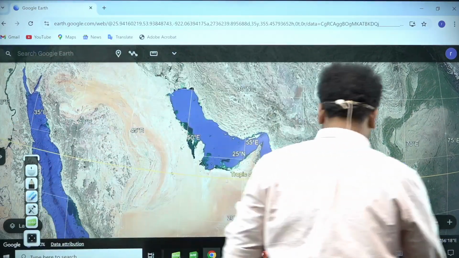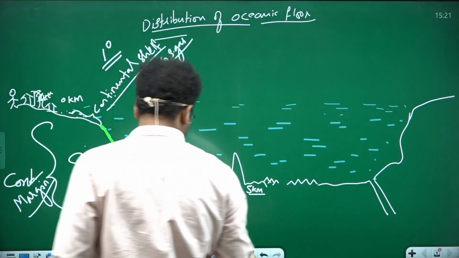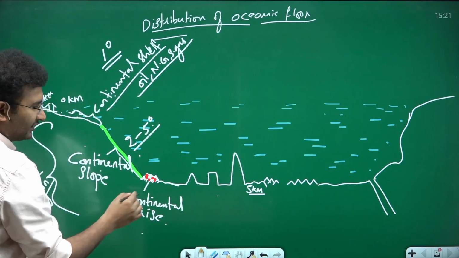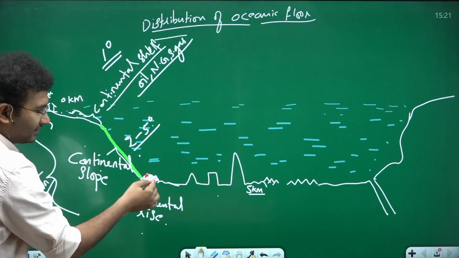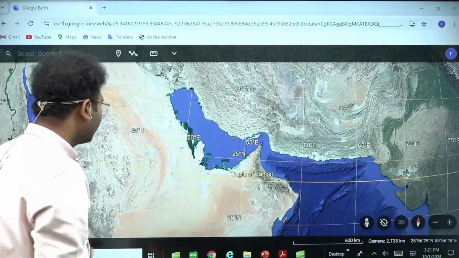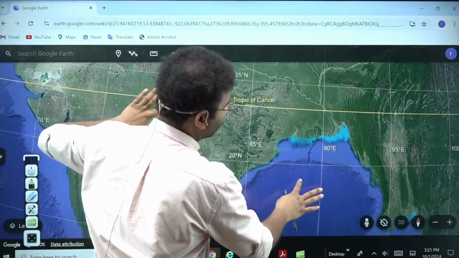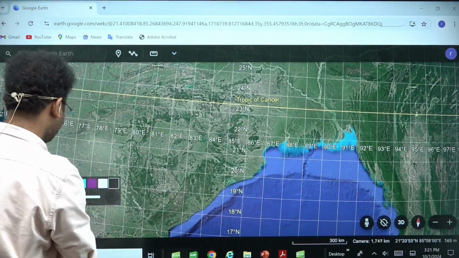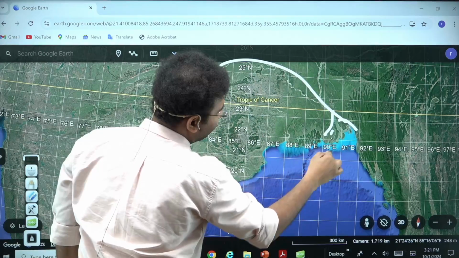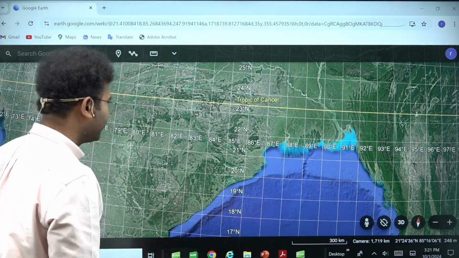Now come to the next component, that is the continental slope. So the continental slope is 2 to 5 degrees, and the continental rise is where the depositions are taking place. Sometimes on the continental shelf and the continental slope, there could be a river present. Now let me take you to the Ganga river. Look at this Ganga river. Now this Ganga river enters into the ocean.